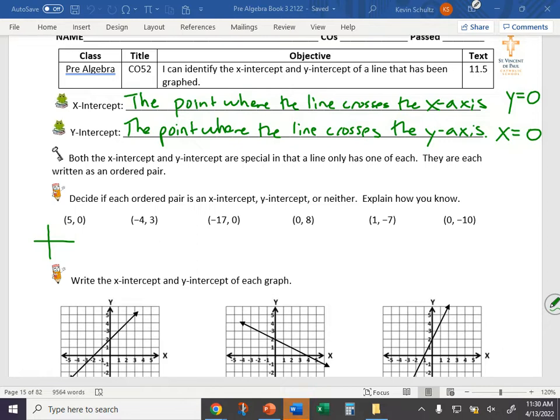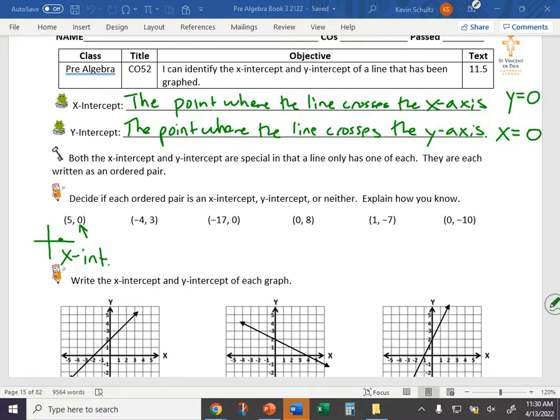X-axis, right? We know that because we can visualize where 5, 0 is going to be, but also, what about that ordered pair tells you it's an x-intercept? Haley? The y value equals 0, right? The y value equals 0, therefore it is going to be an x-intercept.